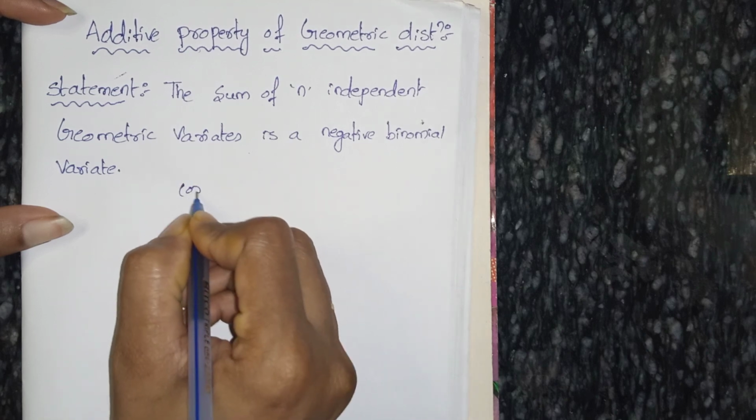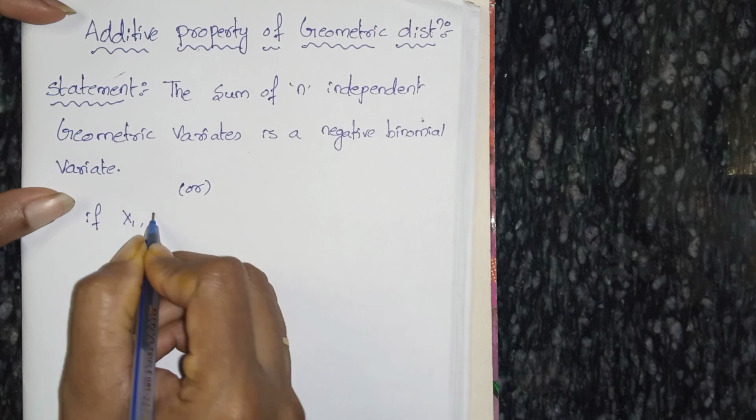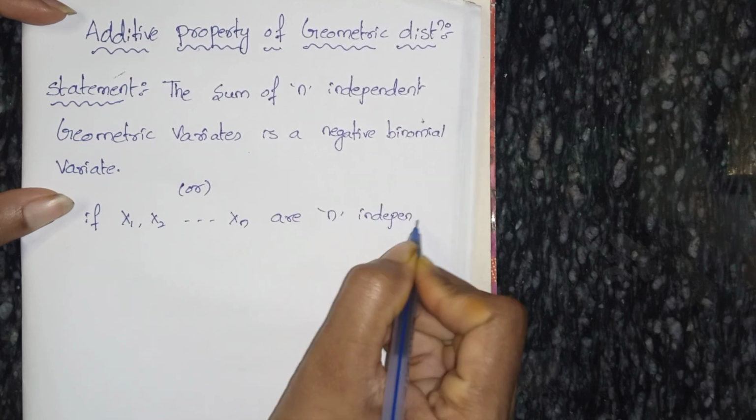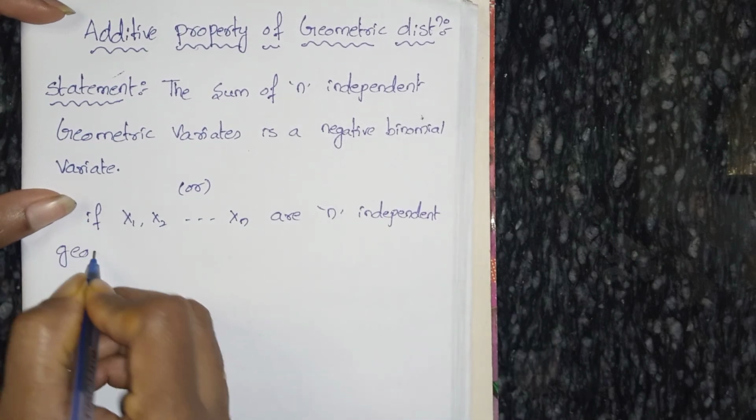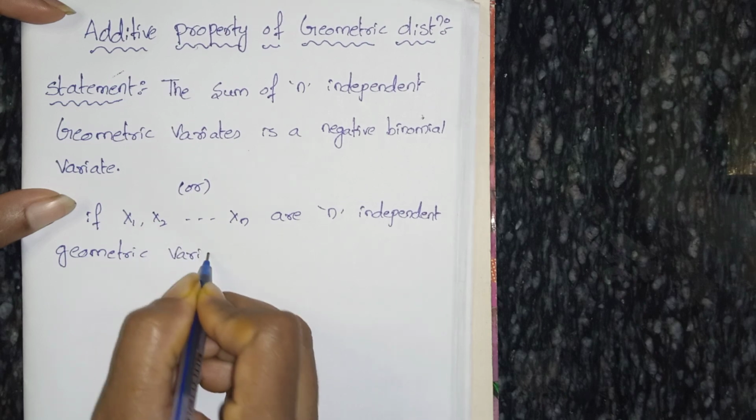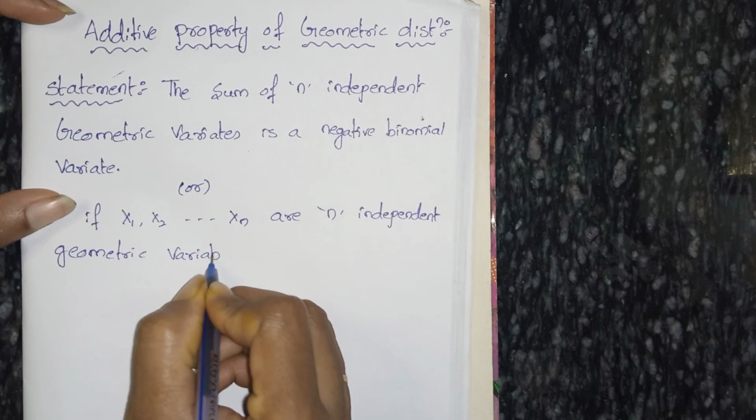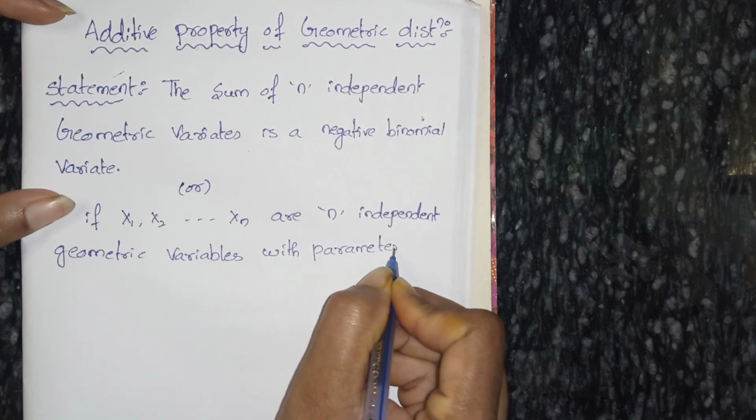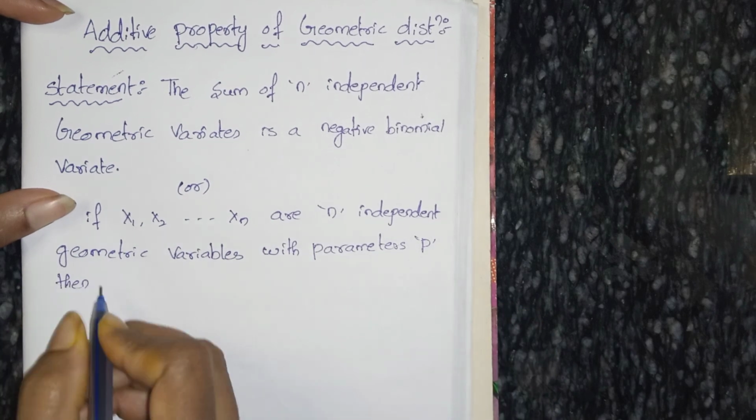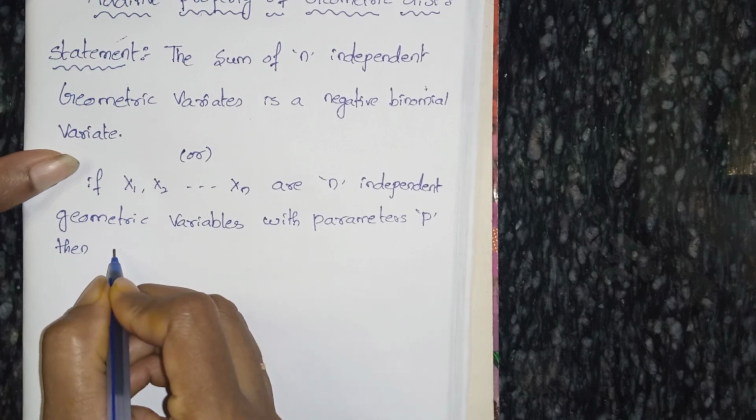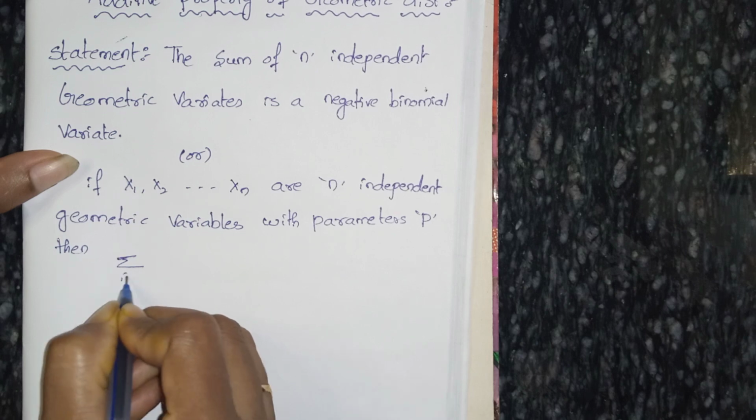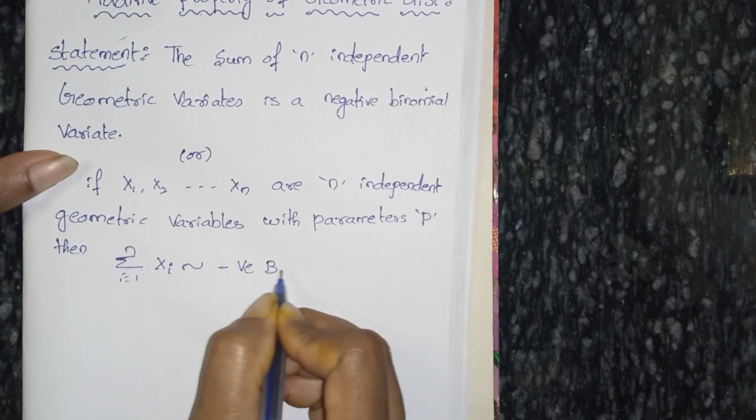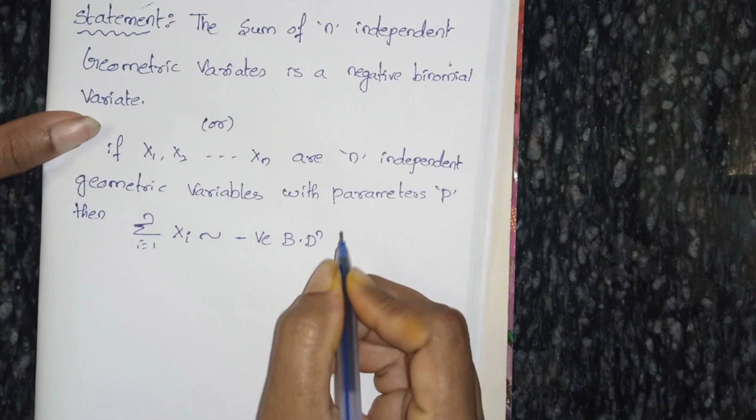Or else you can say this: if x1, x2 and so on xn are n independent geometric variates, or variables, with parameter p, then summation i equals 1 to n of xi follows negative binomial distribution. Okay, so we have to prove this one.